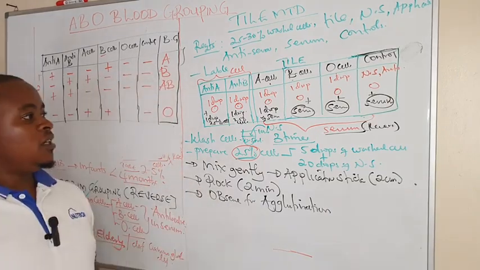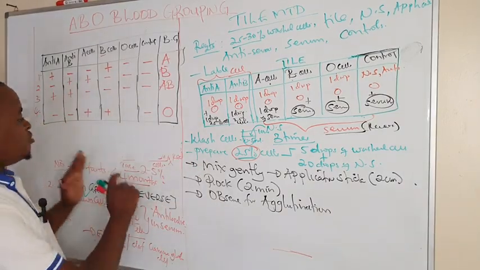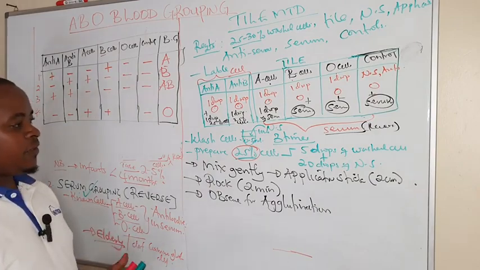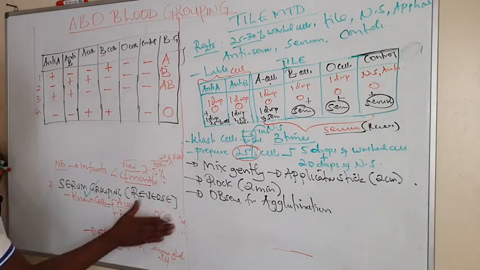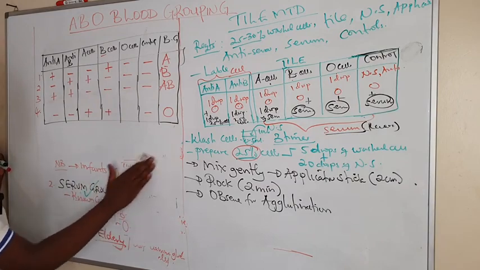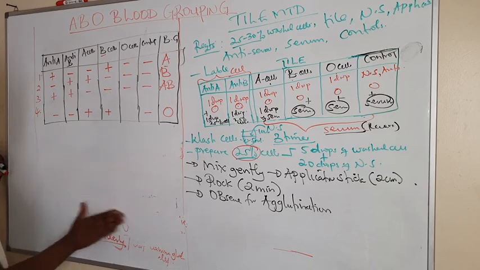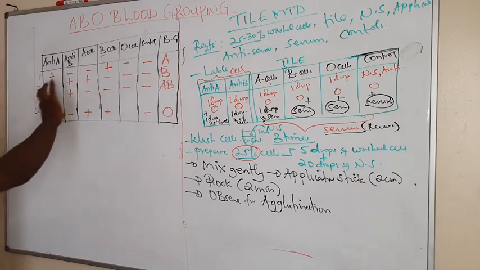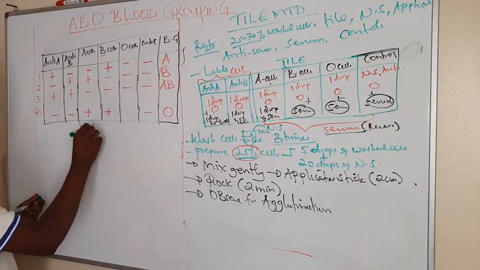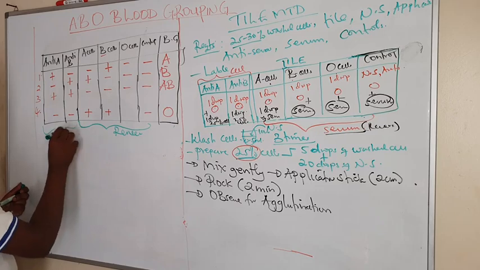But as we said, serum grouping is better under tube than tile. And under tube it is the same. The only difference is when you are doing the tube grouping technique or method, the same arrangement, we said this one was reverse or serum, then this one was forward or cell.